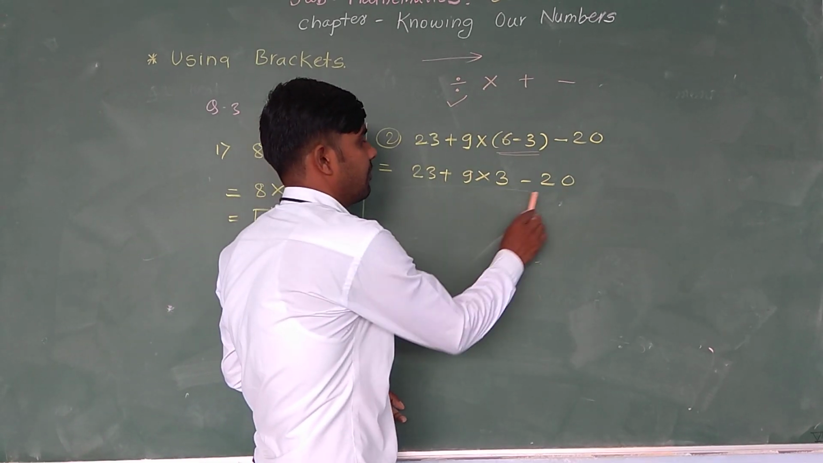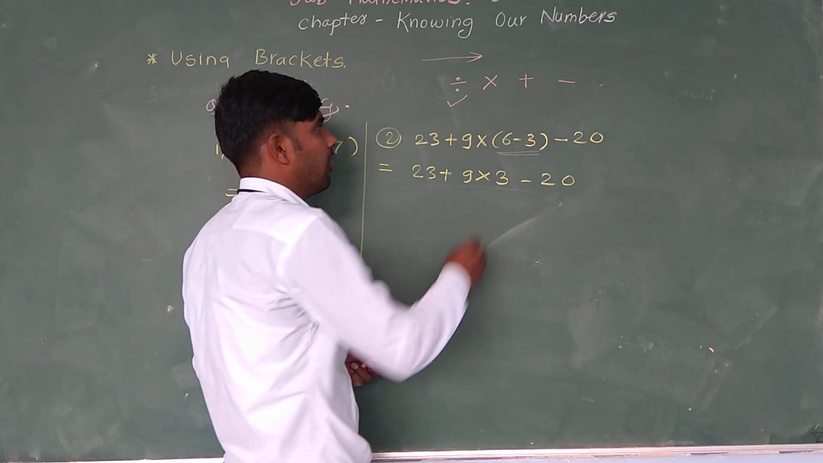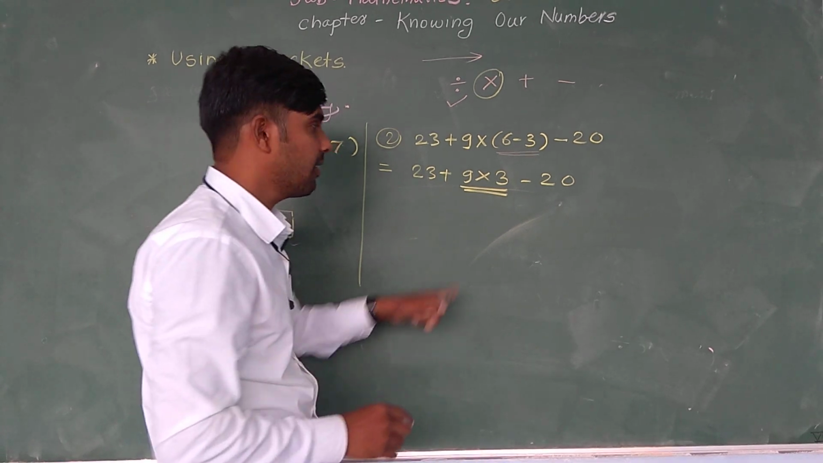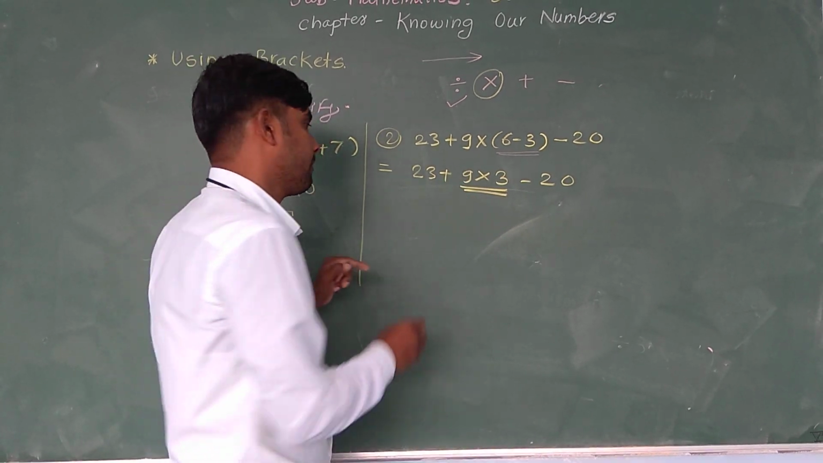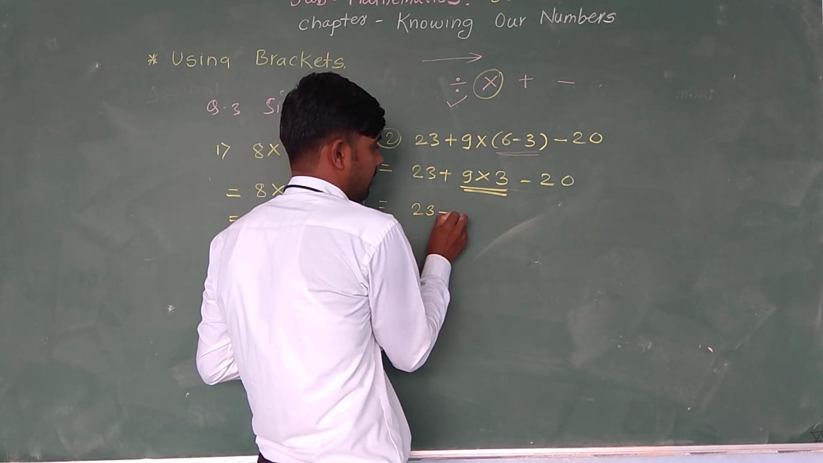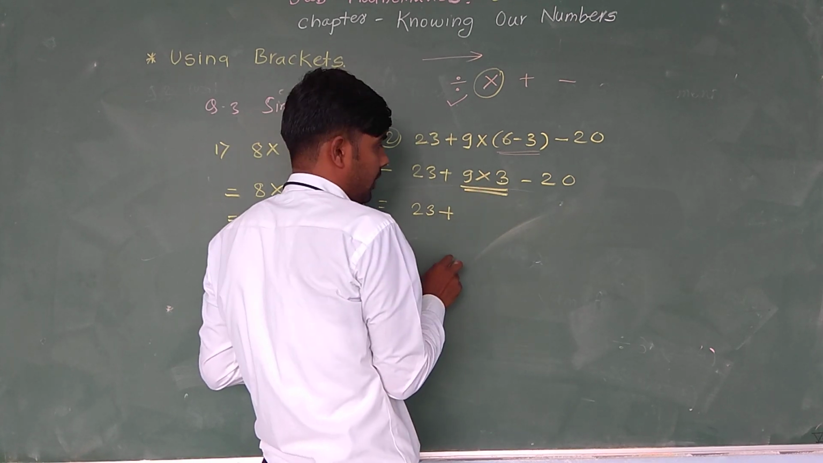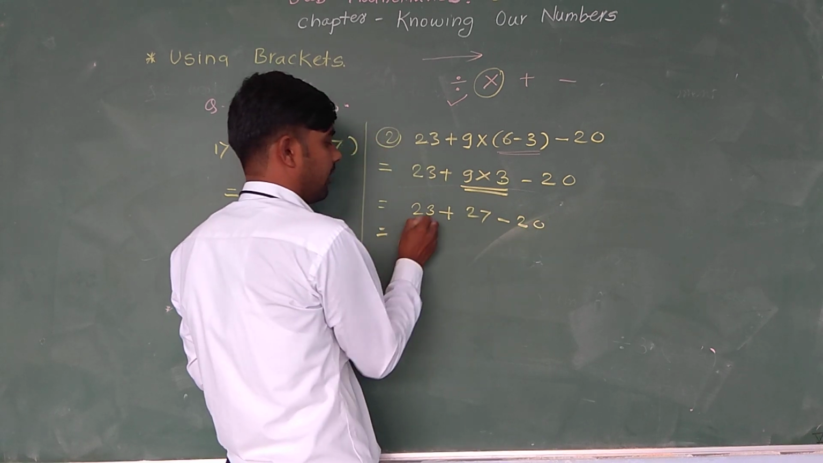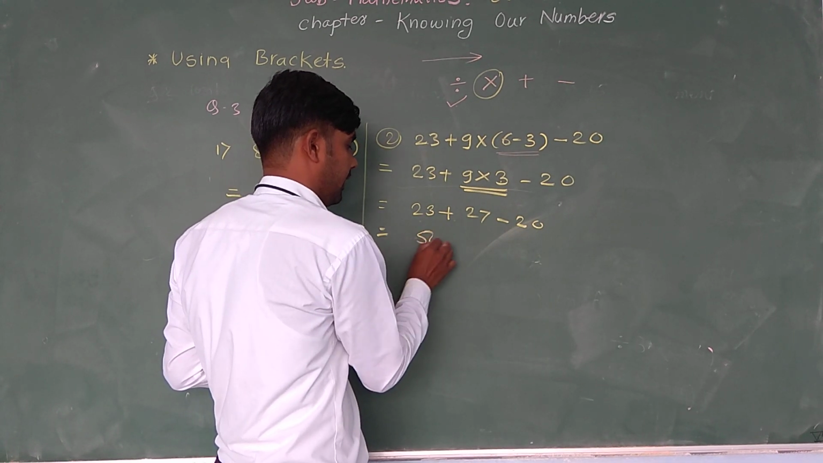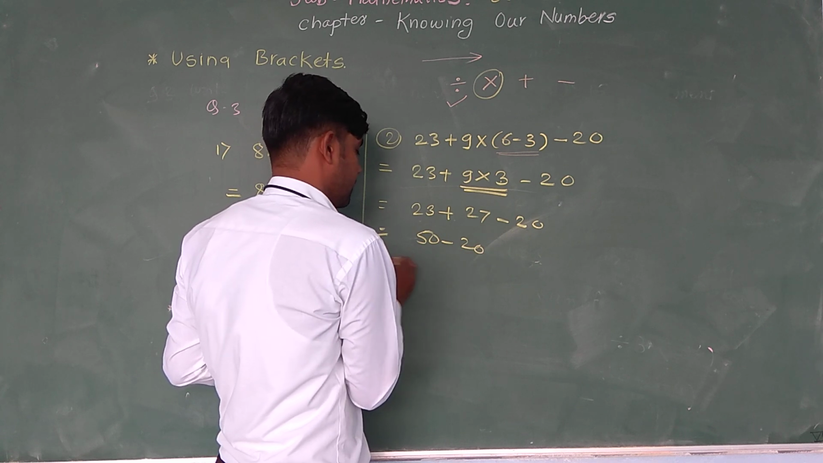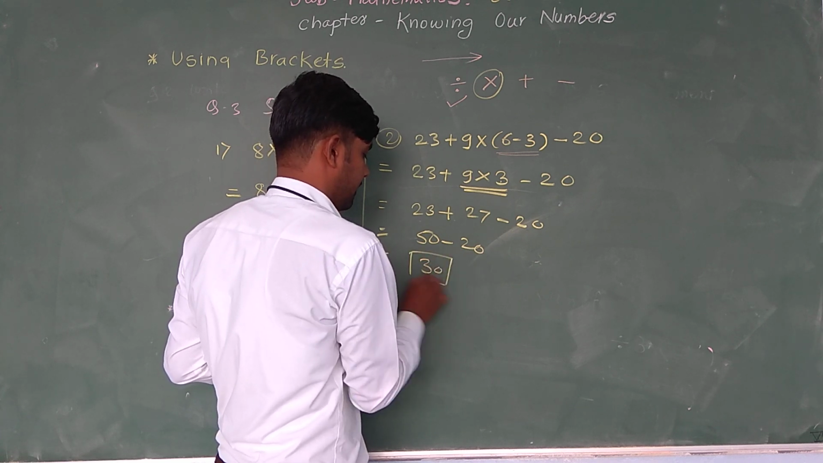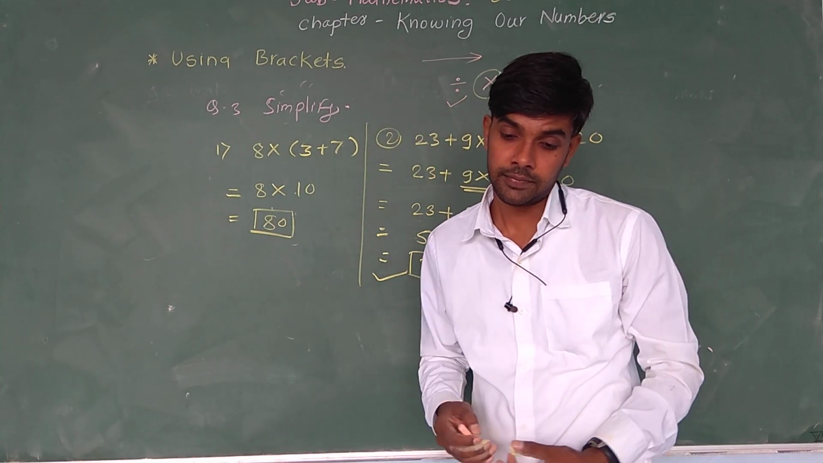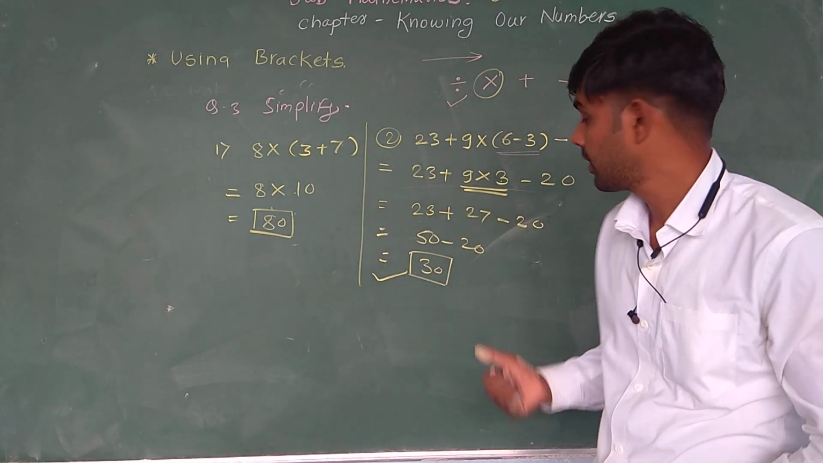So in this case division is not there, so you have to go for the multiplication. So you have to solve first this multiplication, 9 multiplied by 3. So 9 3s are how much? 27. So 23 plus 27, 50 minus 20 is equal to 30, which is the correct answer. Got it? So 30 is the correct answer.